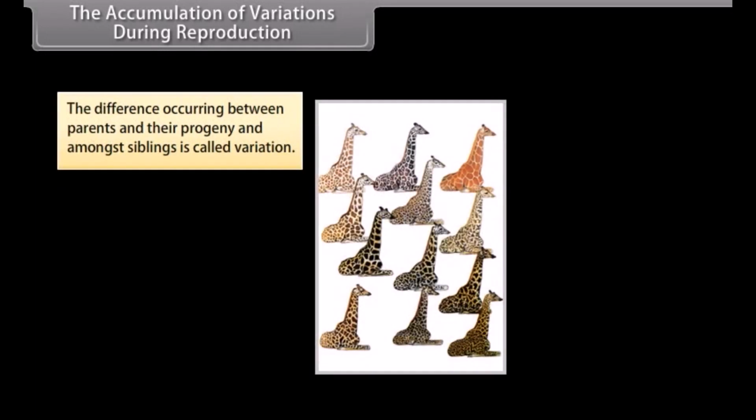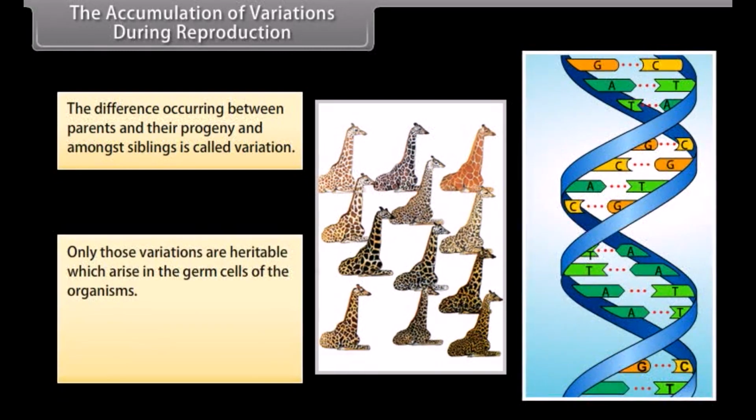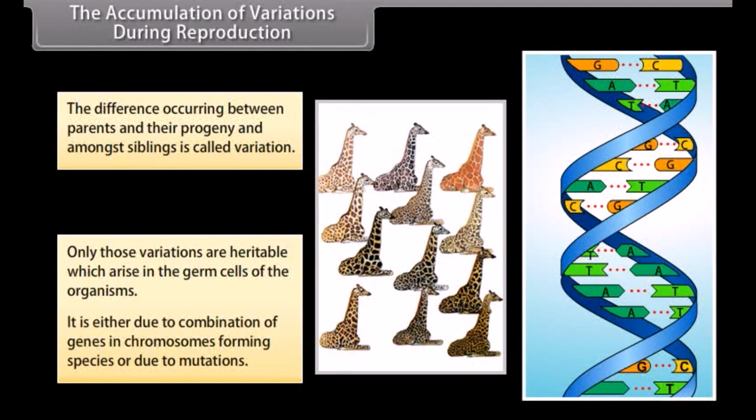The accumulation of variations during reproduction. The difference occurring between parents and their progeny and amongst siblings is called a variation. Only those variations are heritable which arise in the germ cells of the organisms. It is either due to combination of genes in chromosomes forming species or due to mutations.